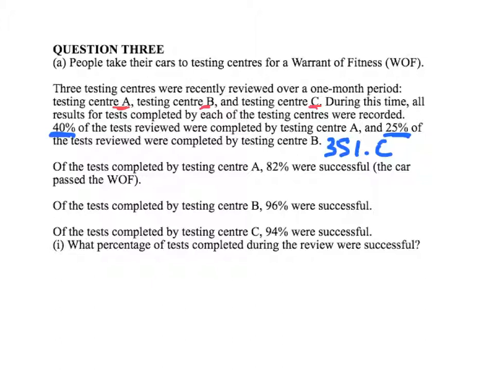Okay. Now we're given conditional probabilities next. So the probability that a car tested at A passed its warrant was 82%, and so on for B and C. Now, because we're given the information in the format of unconditional probability first, that's the centres' probabilities, and then conditional on being done in a particular centre, it makes sense to do a tree. So we'll do that on the next slide.